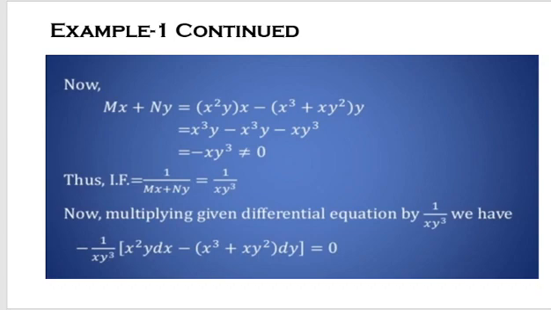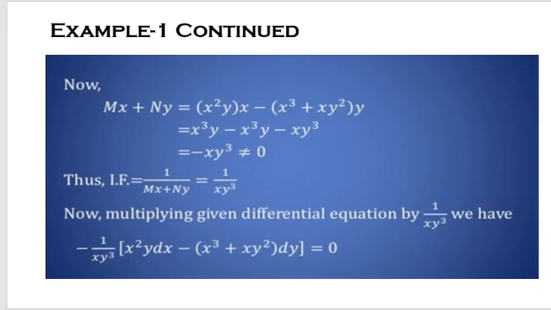Mx plus Ny is equal to, take the M term and multiply with x, and take the N term and multiply with y, which after simplification gives you minus xy cube, and moreover it is a non-zero term. Therefore, Mx plus Ny is not equal to 0. Thus, the integrating factor in this case will be 1 by Mx plus Ny, which is equal to 1 by minus xy cube.